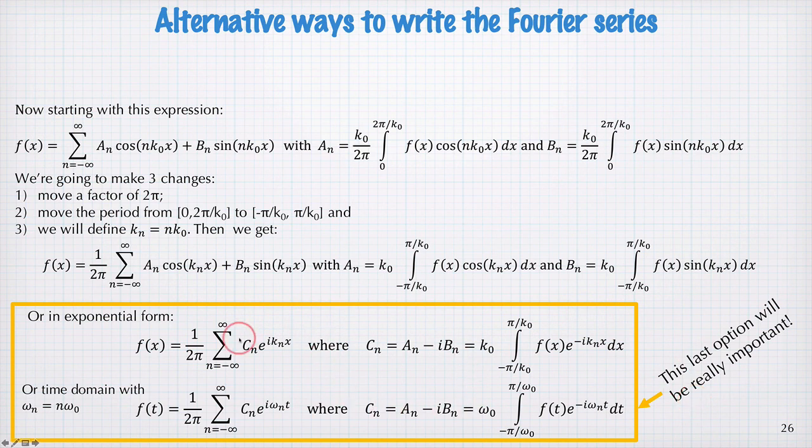So the reason why I've gone to all this trouble moving these factors of 2 pi around and redefining everything in terms of complex exponential notation is because this is the thing that we're using to set up something called the Fourier transform, which is a generalization of the Fourier series where we take the infinite sum and turn it into an integral.